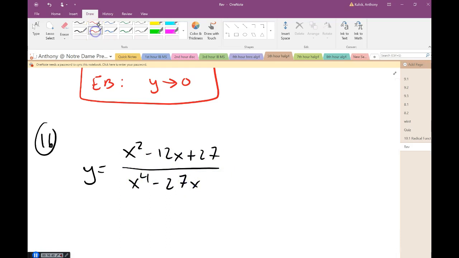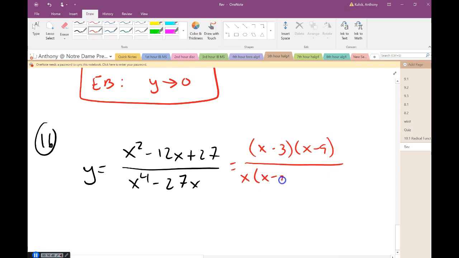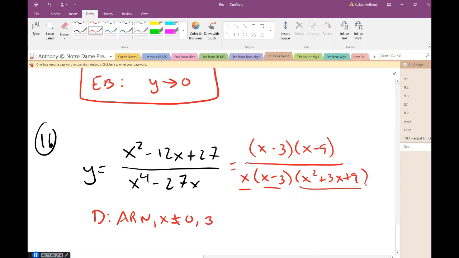Okay, so I'm going to just start by trying to factor this. So my domain, this piece gives me x not equal 0. This piece gives me x not equal 3. This piece gives me imaginary solutions, so it doesn't contribute anything to it.